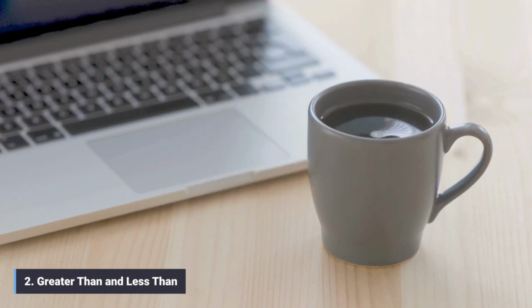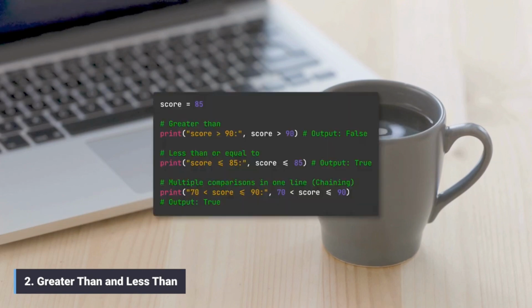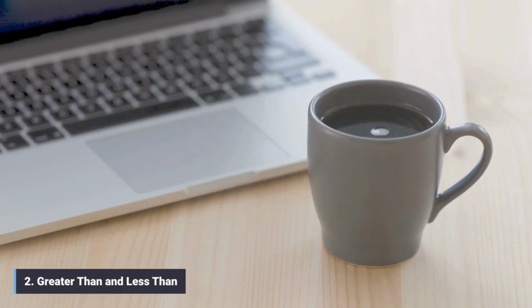2. Greater than and less than. We use the familiar mathematical symbols for checking magnitude, including the combined operators for greater than or equal to and less than or equal to. Python is unique in allowing comparison chaining, which is a concise way to check if a value falls within a range.